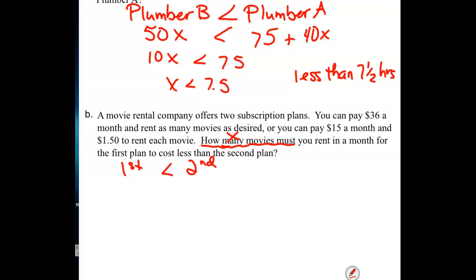All right, how do we represent the first plan? Is it $36 for every movie? Just a plain $36, right? Doesn't matter how many movies I buy. $36. The second plan, what do I pay? So $15, just a flat fee. Every month I'm going to pay $15. And then I only have to pay $1.50 for each movie. Okay?